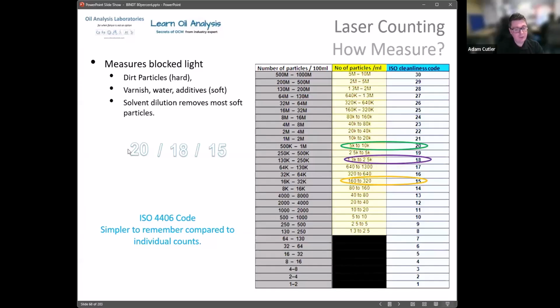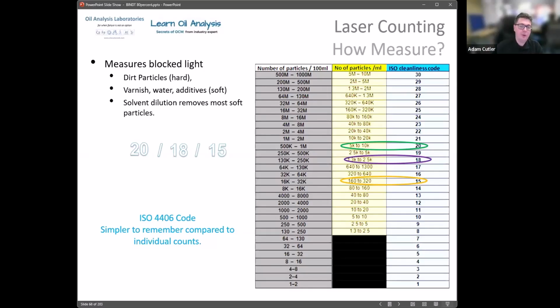If we have a look at this here, this is the 4 micron, this is the 6 micron, this is the 14 micron count. As we go from a 4 to a 6 to a 14, if we go up a code, that's 21, 19, 16, that's twice as dirty. If we go down a code, so 19, 17, 14, that's twice as clean. If we go down 2 codes, so 18, 16, 13, that is half the dirtiness, then half again, so it's 1/4 the dirtiness of the previous sample.